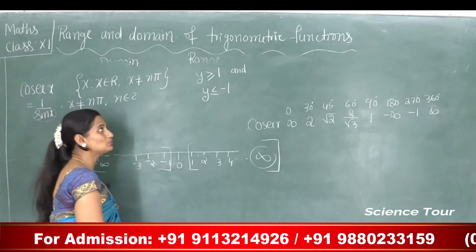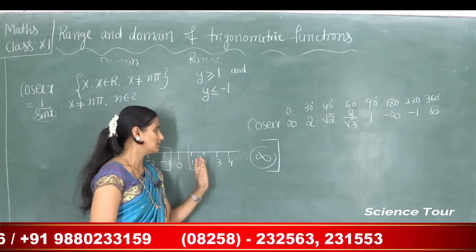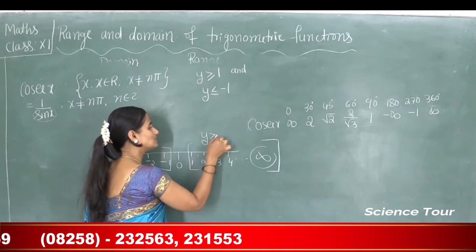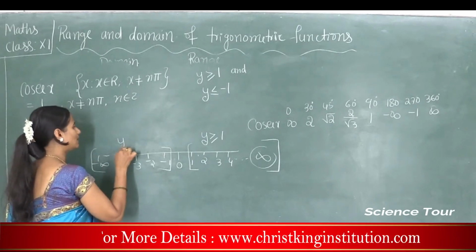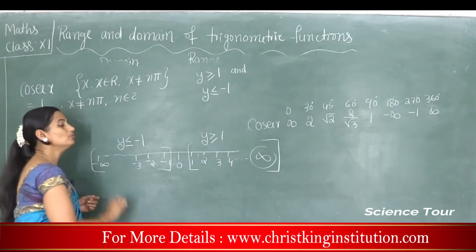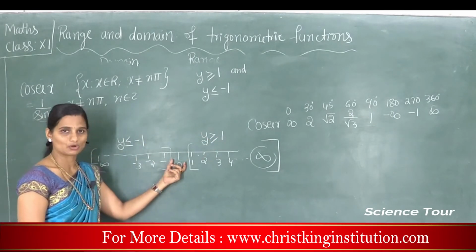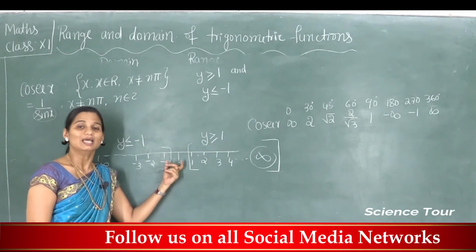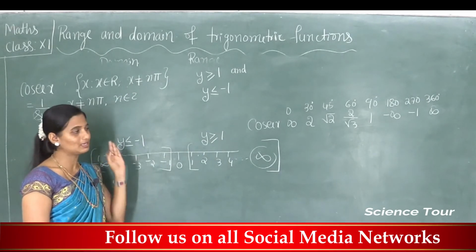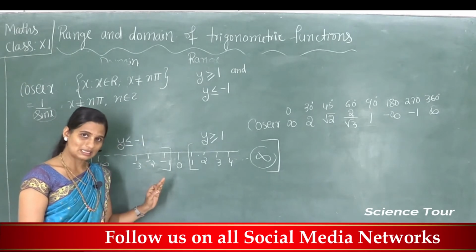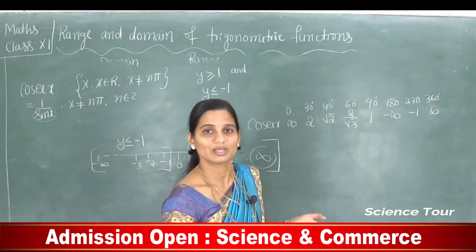So what is the range of cosecant? It is y is greater than or equal to 1, and this bracket can be written as y is less than or equal to minus 1. So in these two regions 0 does not belong. That means cosecant never takes 0 for any angle, in radian or degree. Is this clear? Important for 1 mark: write the domain and range of any functions.